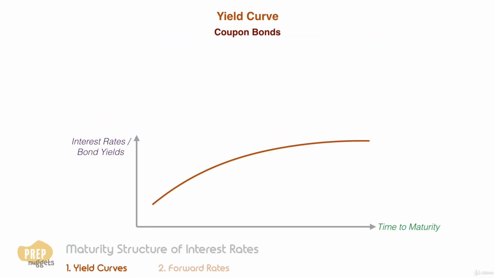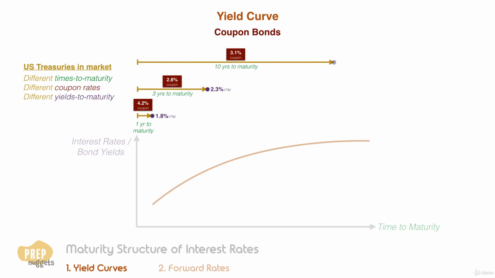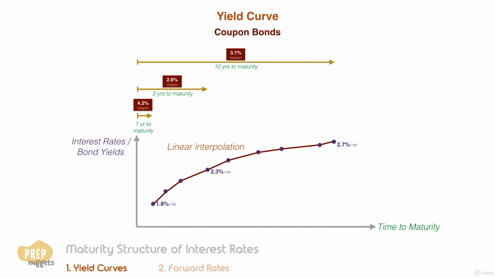We know that at any time there are many different issues of US Treasuries in the market. They have a whole array of times to maturity and different coupon rates. All of them are trading at different yields to maturity. If we plot their yields based on their time to maturity, we get a yield curve. A coupon bond yield curve shows the yield to maturities for coupon bonds at various maturities. Yields for bonds with maturities between data points are estimated by linear interpolation.